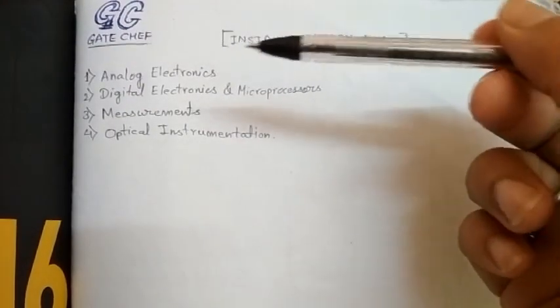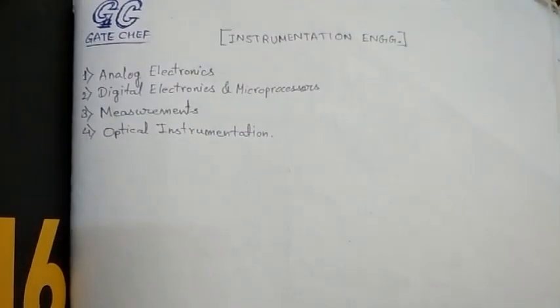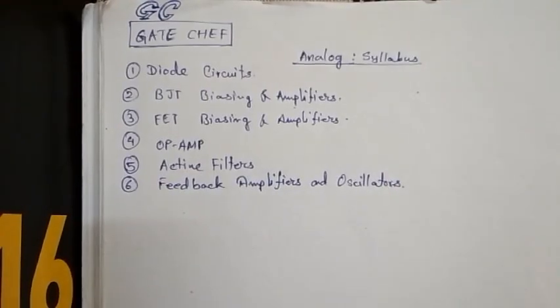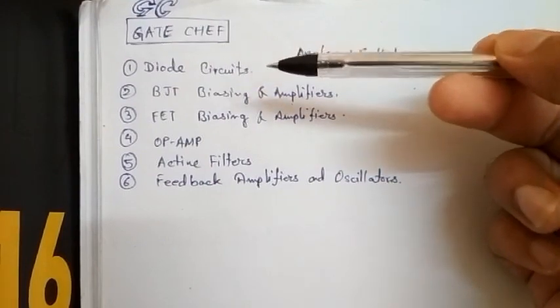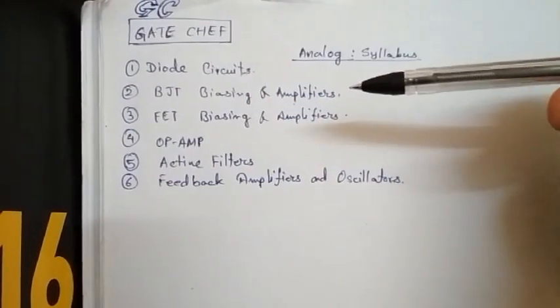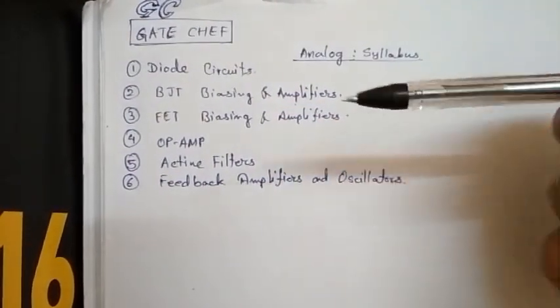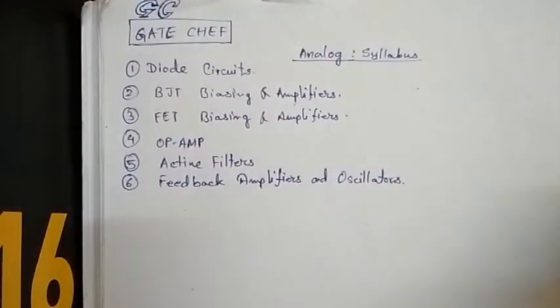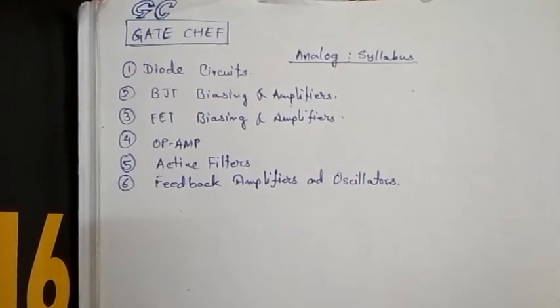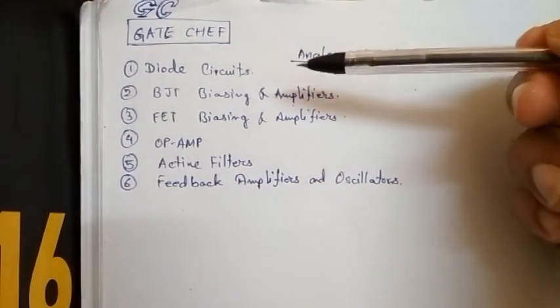Now I am going to start with analog electronics. The syllabus of analog electronics includes diode circuits, BJT biasing and amplifiers, FET biasing and amplifiers, op-amp, active filters, feedback amplifiers and oscillators. Now we're going to start our journey with diode circuits.